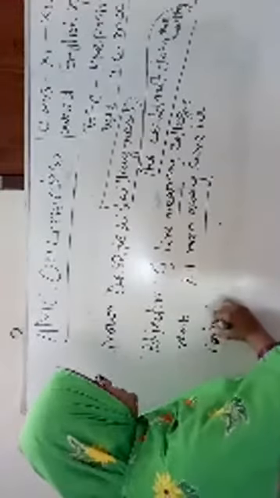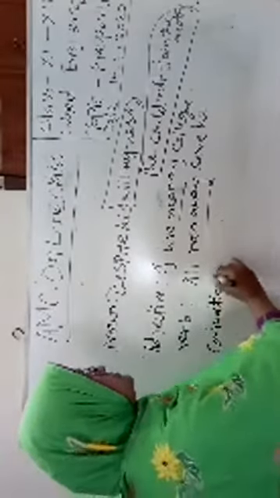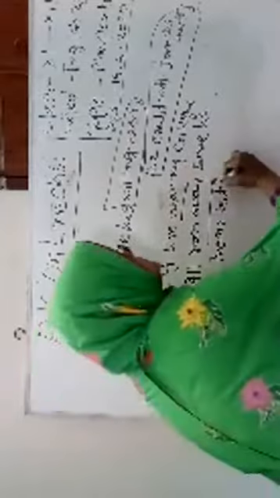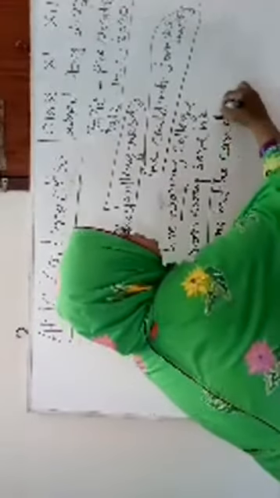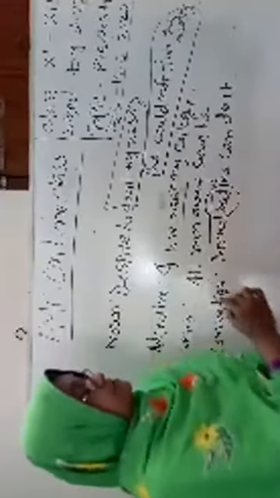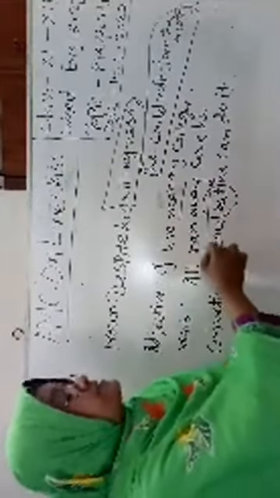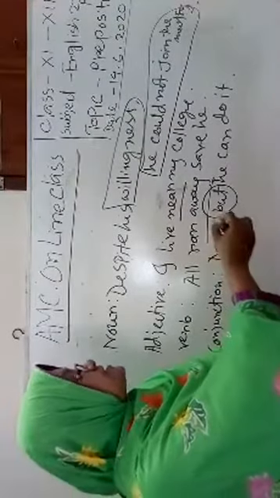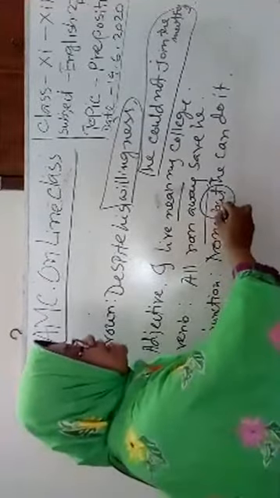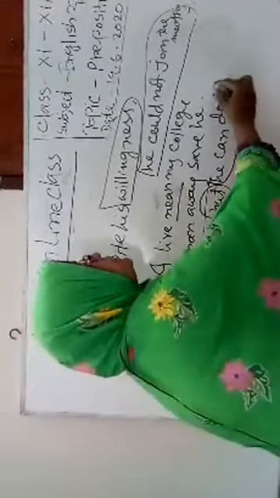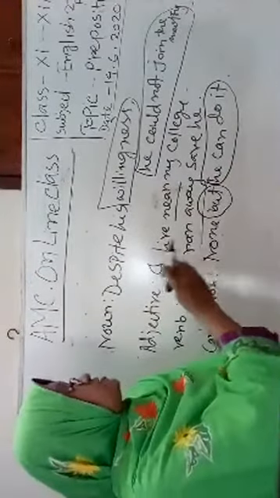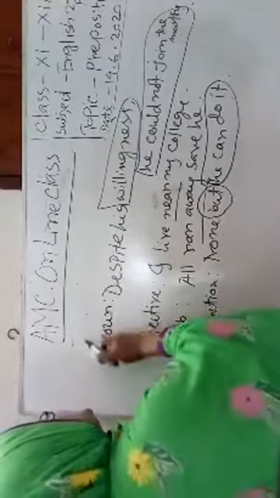Conjunction: None but he can do it. And in this sentence, this "but" is a preposition. Generally "but" is known as a conjunction, but in this sentence it works as a special preposition, because this "but" takes a clause. So according to this rule, "but" works as a special preposition in this sentence.